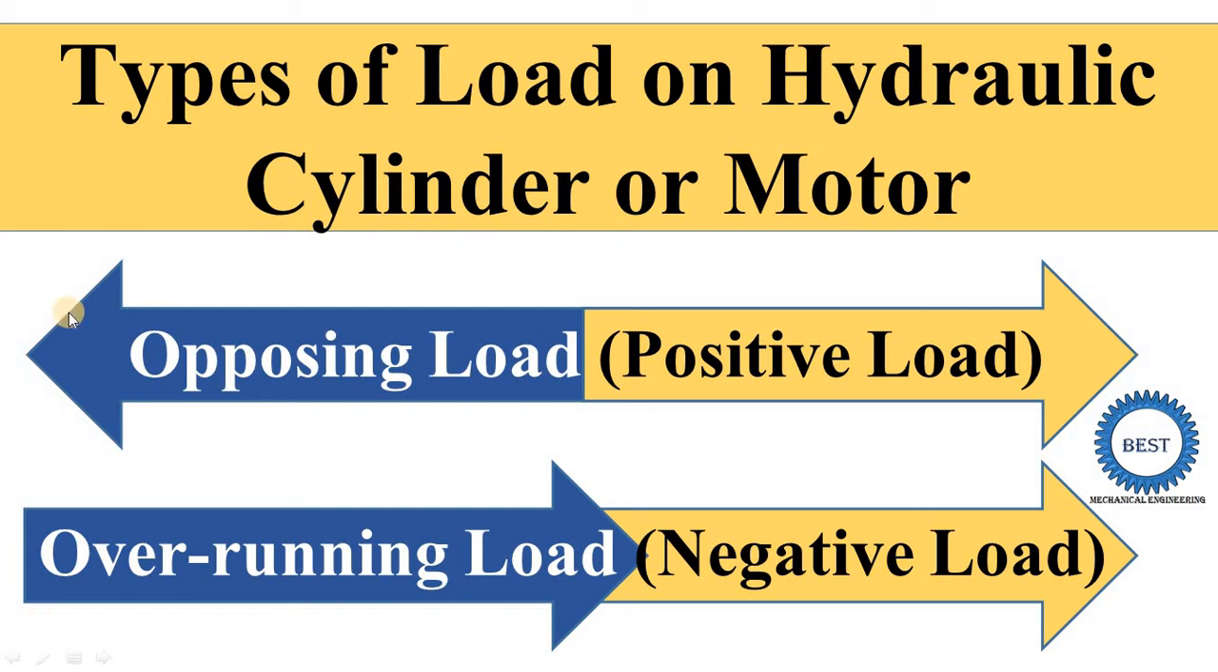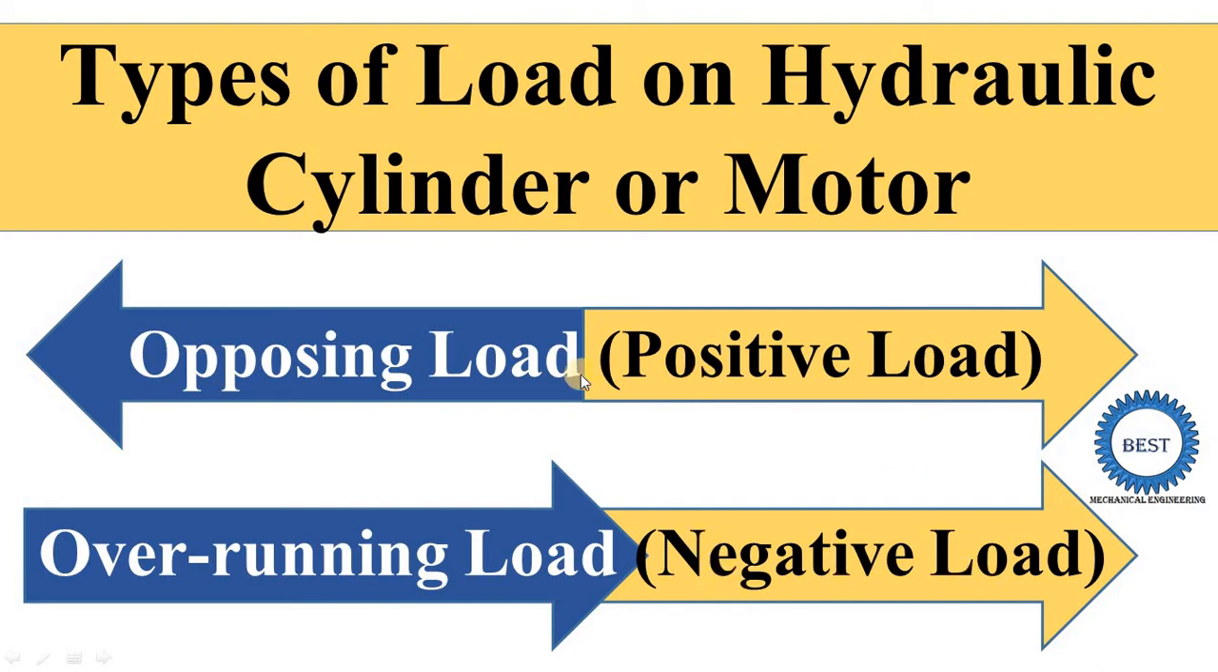In this video, I discuss the types of load on a hydraulic cylinder or a motor. There are two types of load on a hydraulic cylinder. The first one is the opposing load and the second one is the overrunning load. Opposing load is also called the positive load and the overrunning load is called the negative load.